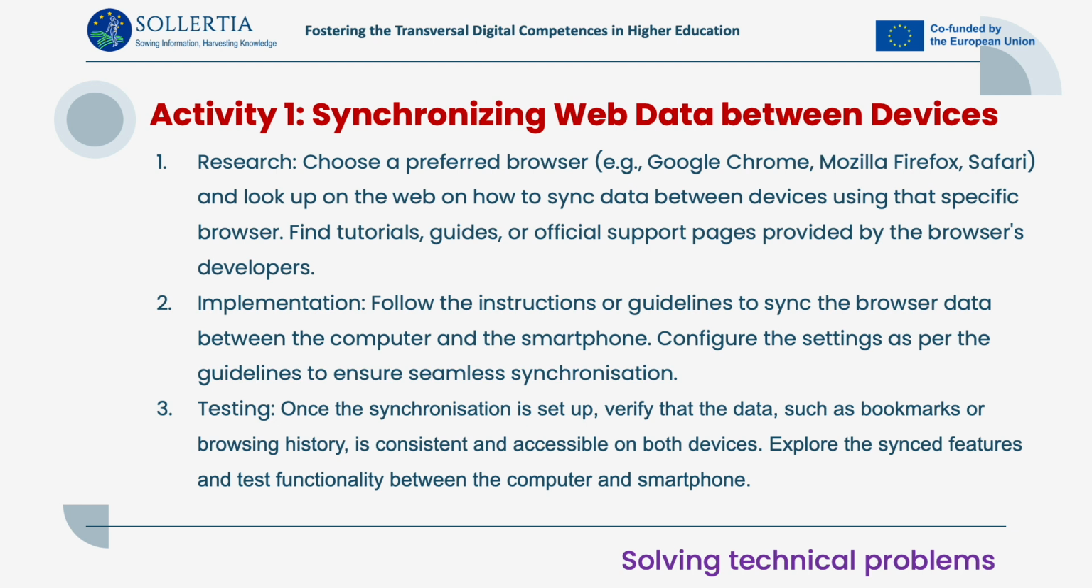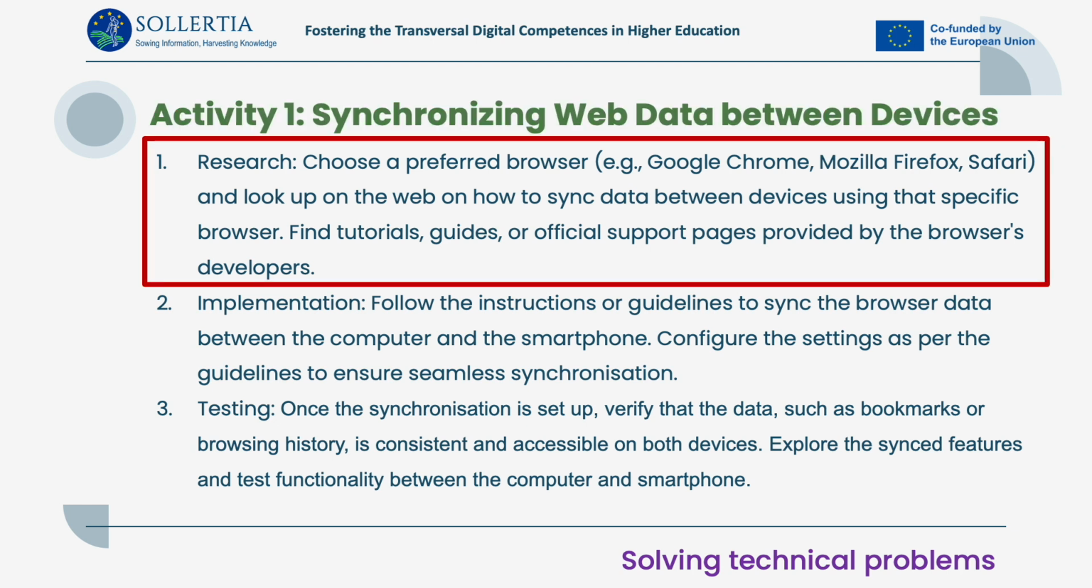Let us start with the first activity of synchronizing web data between devices. To achieve this, do the following. Choose a preferred browser, e.g., Google Chrome, Mozilla Firefox, Safari, and look up on the web how to sync data between devices using that specific browser. Find tutorials, guides, or official support pages provided by the browser's developers. After finishing your online research, you should have some ideas on how to implement synchronization across devices.